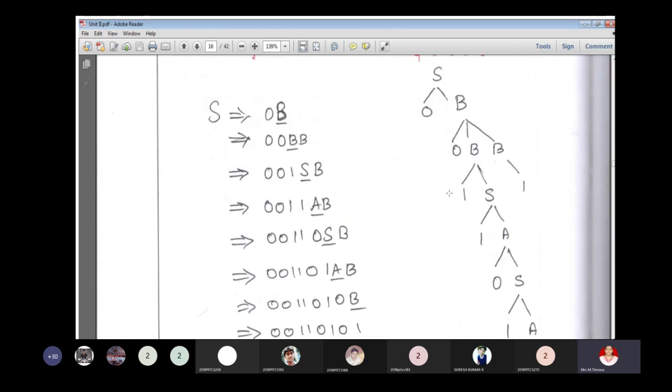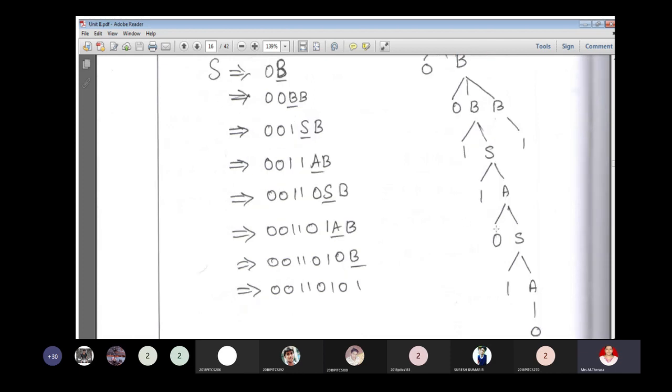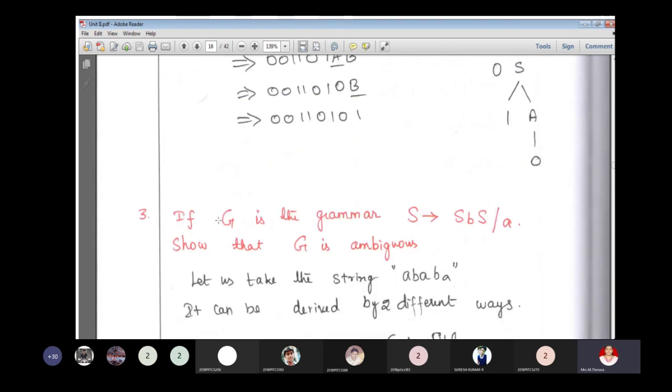So, the yield of the tree. Always you have to collect the leaf nodes from left to right. So, when you collect the leaf nodes from left to right, we are able to read 0, 0, 1, 1, 0, 1, 0, 1. So, this is the string to be obtained. Clear? Okay.